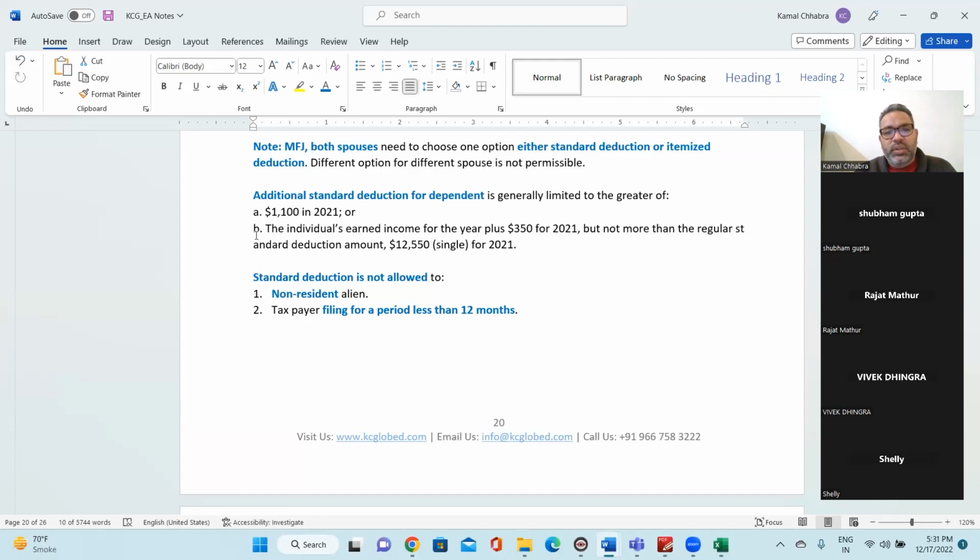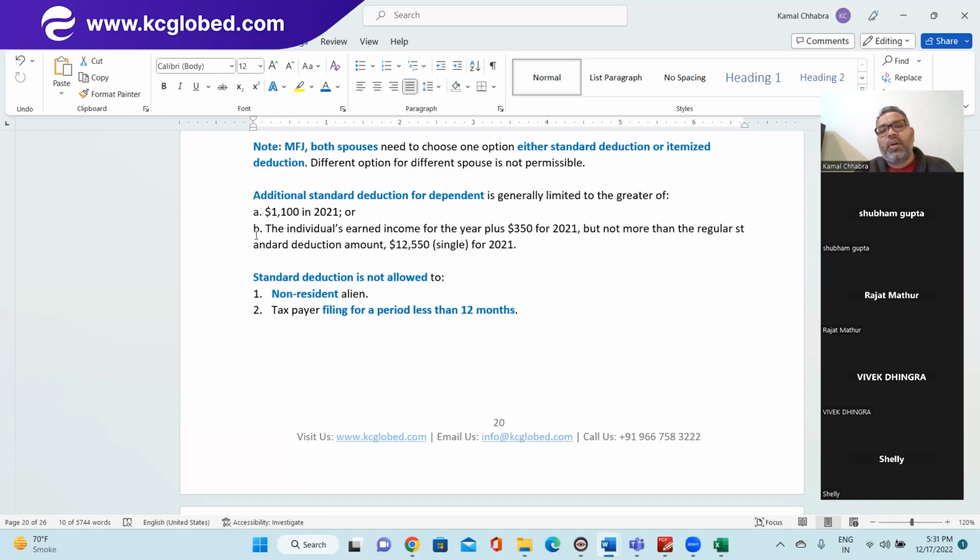The individual's earned income for the year plus $350 for 2021, but not more than the regular standard deduction amount of $12,550 for 2021. That means the person who is being claimed as a dependent, for whom you are claiming the additional standard deduction, should not be earning income of more than $12,550, right?